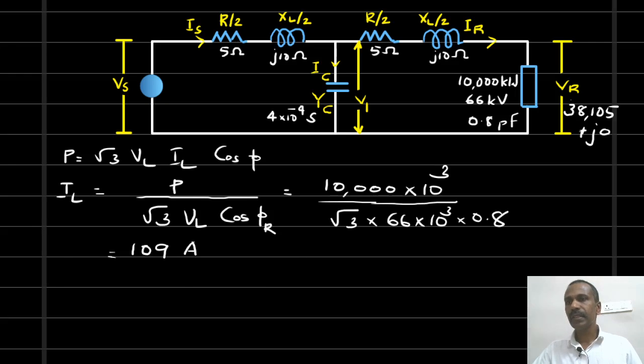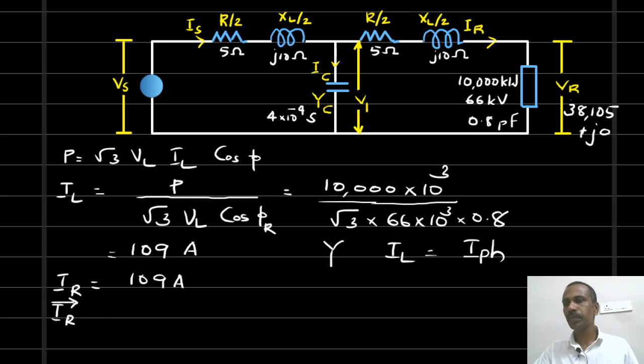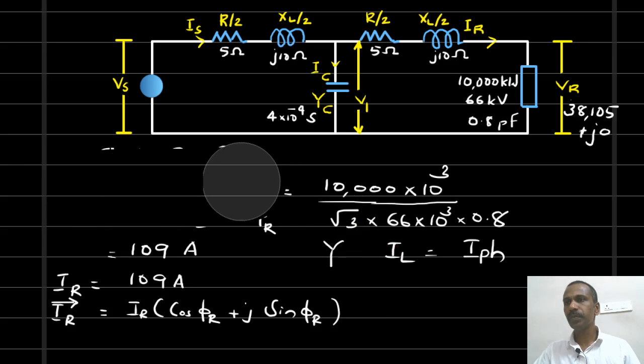Now this is the line current, and in the case of star connected system, as you know, the line current is same as the phase current. So the phase current is also 109 amperes. So the receiving end phase current is 109 amperes. Actually, this is the magnitude of the current. We have to write it in the vector form. In the vector form, IR is equal to this current IR into cos phi R plus J into sin phi R. This is how we have to write it in the vector form.